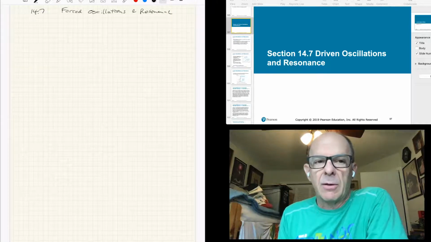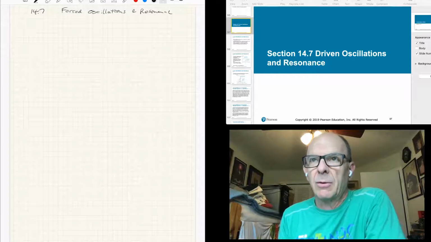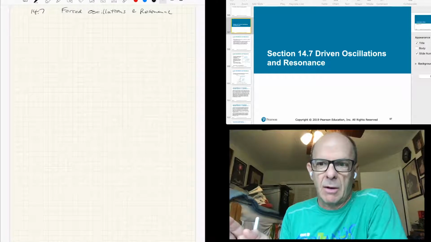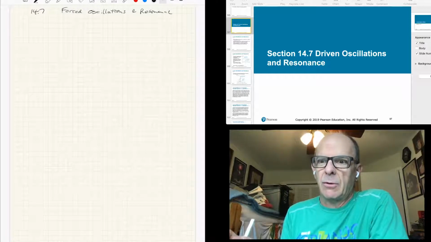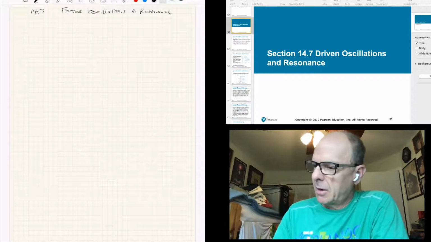Frequency of the spring depends on the spring constant and the mass on the end of the spring. The frequency of a pendulum just depends on the gravitational acceleration and the length of the pendulum. And so given those things, there is a natural frequency. So we have those equations for those things.